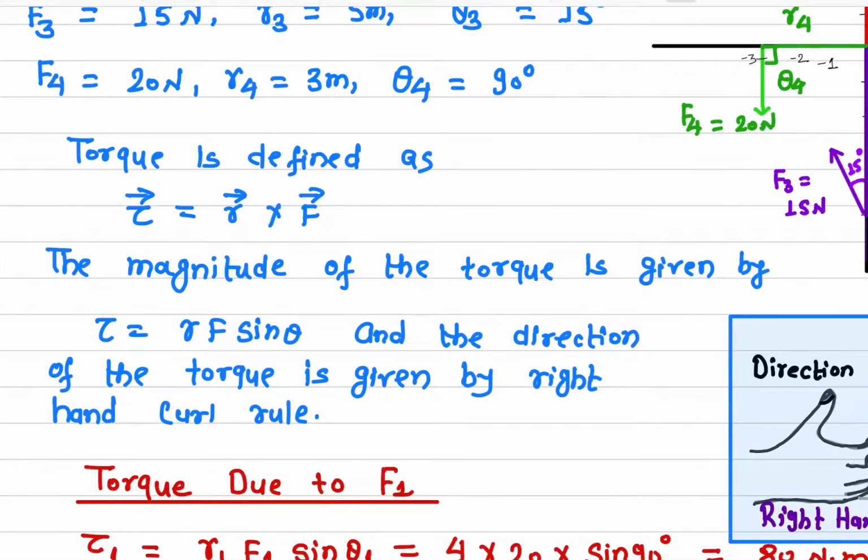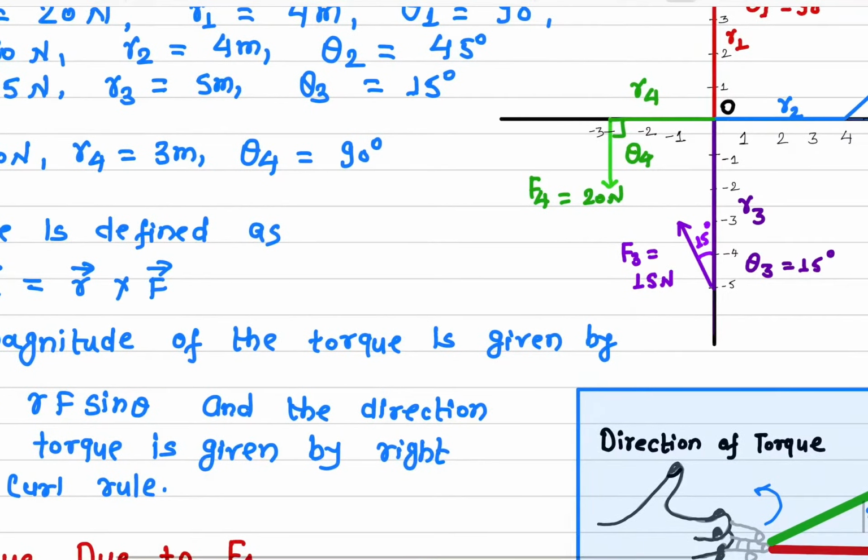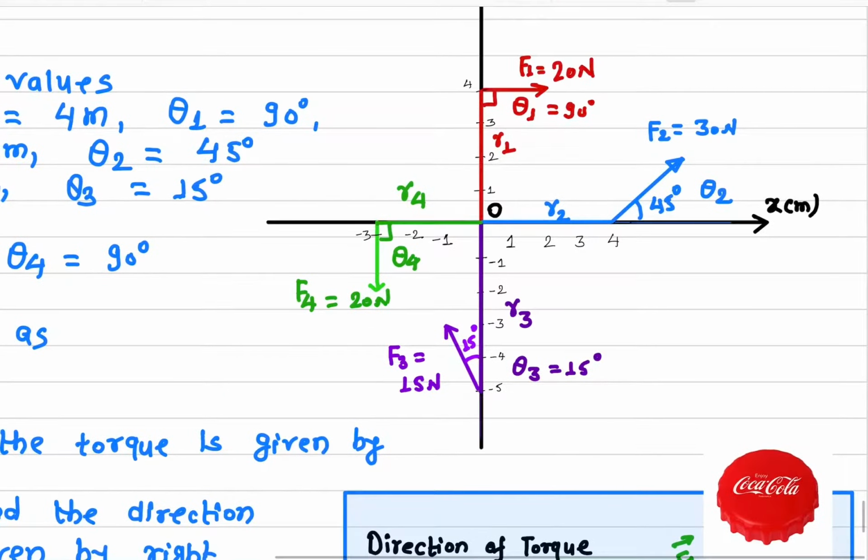And I will talk about it again. The magnitude of the torque is given by R F sine theta, where theta is the angle between the R vector and the F vector. And as I mentioned, torque is a vector quantity, so the direction is given by the right hand curl rule, and I'll explain the right hand curl rule. So now let's come back here.